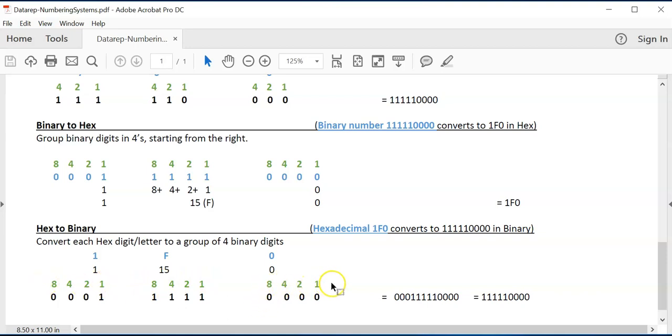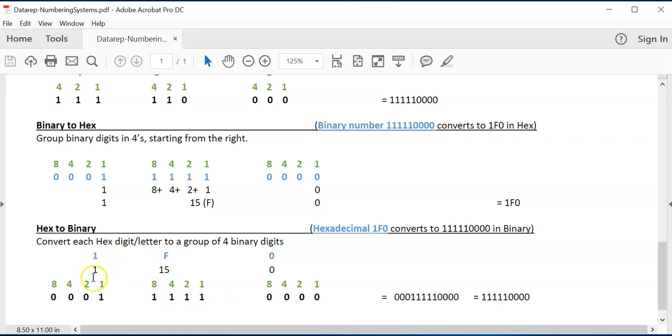Which one of these do we need to use to make a 0? None of them. So we put zeros for each of them. Which of these do we need to use to make a 15? Well, we need all of them. 8 plus 4 plus 2 plus 1, then we'll get a 15. So when we use that number, we put a 1 under it. So we have 4 1s here. So 15 is actually 4 1s. 15, which is really an F in hex.